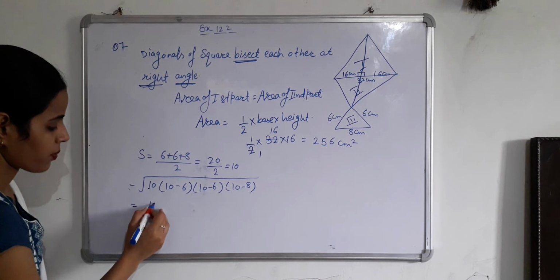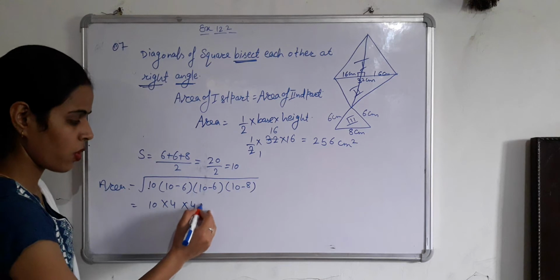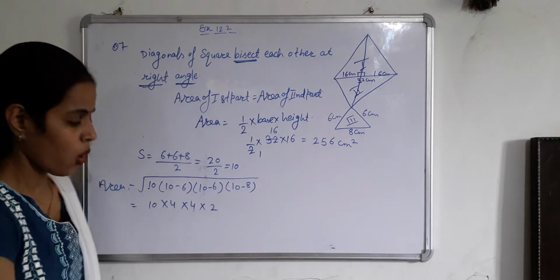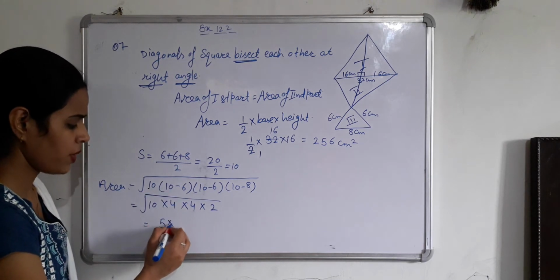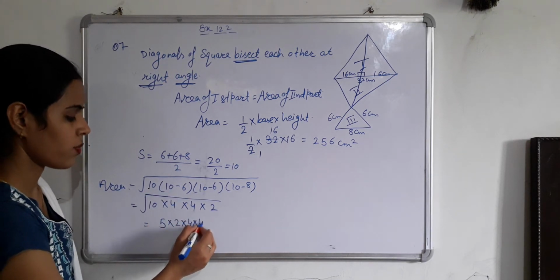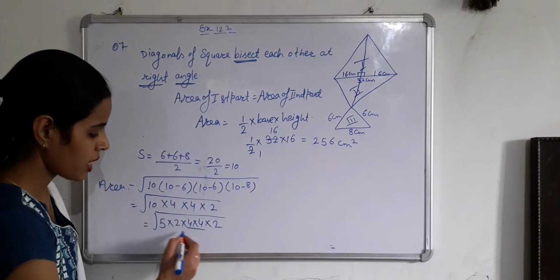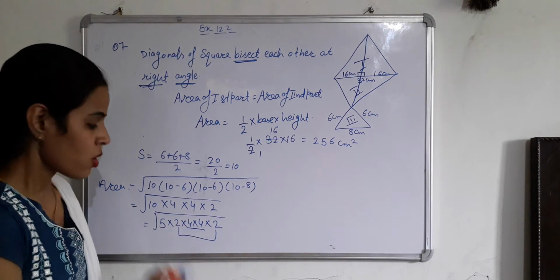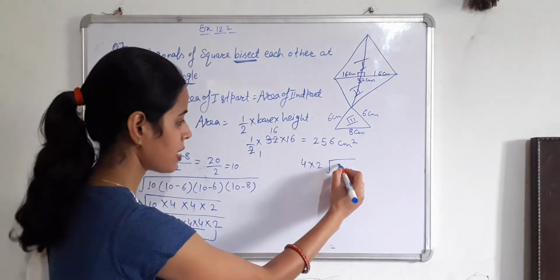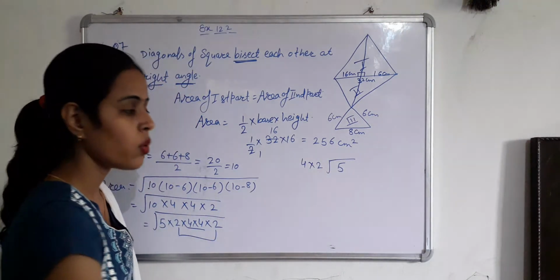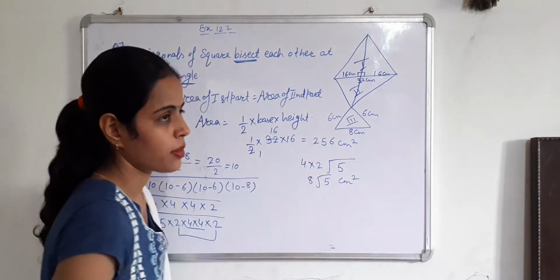Write 10 as it is. 10 minus 6, 4. 10 minus 6, 4. 10 minus 8, 2. All these terms lie in root. Write 10 as 5 into 2. 4 as it is, 4 as it is and 2 as it is. Now these two 4 make a pair and these two make a pair. So 4 and 2 come out from the root and 5 is single, so lies in root. 4 into 2, 8. 8 root 5 centimeter square.